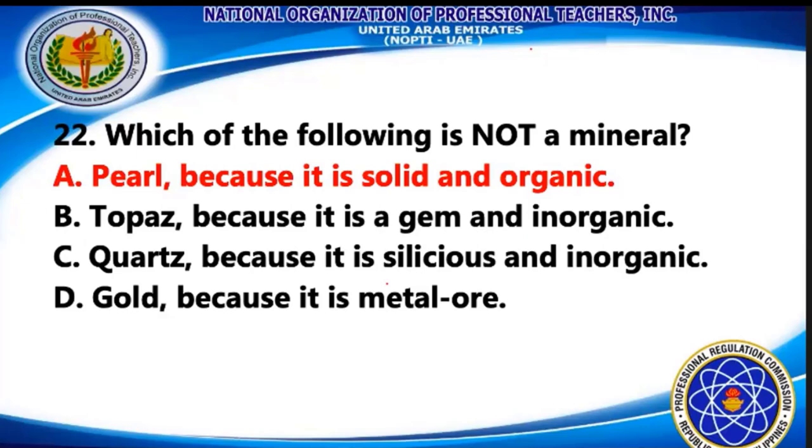Bakit siya hindi mineral? Kasi one of the general characteristics of a mineral is it should be inorganic. Okay? When you say inorganic, hindi dapat siya nakuha from living things. It is not derived from living things. So, pearl is not a mineral kasi sabi dito, organic siya. Paano siya naging organic? Kasi galing siya sa oysters. Galing siya sa oysters. So, I repeat, ang isang characteristic ng mineral is it should be inorganic.